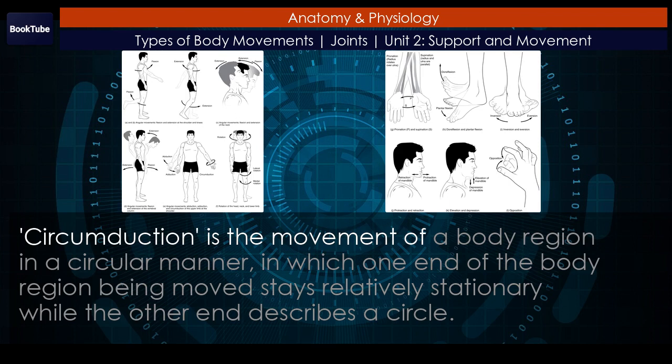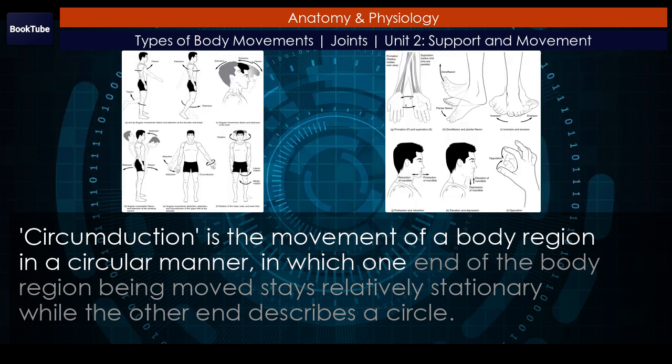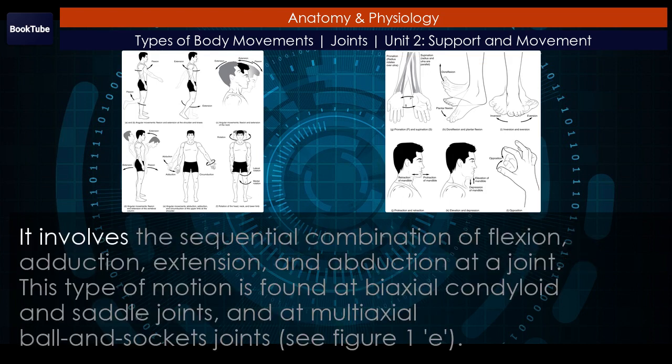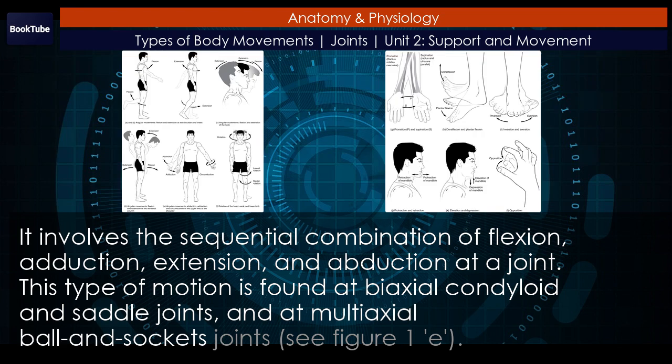Circumduction is the movement of a body region in a circular manner, in which one end of the body region being moved stays relatively stationary while the other end describes a circle. It involves the sequential combination of flexion, adduction, extension, and abduction at a joint. This type of motion is found at biaxial condyloid and saddle joints, and at multiaxial ball and socket joints.